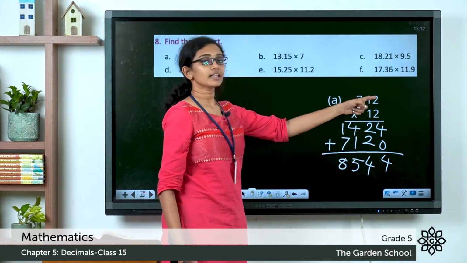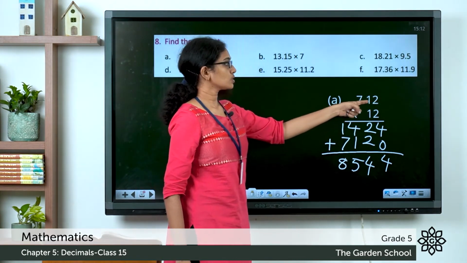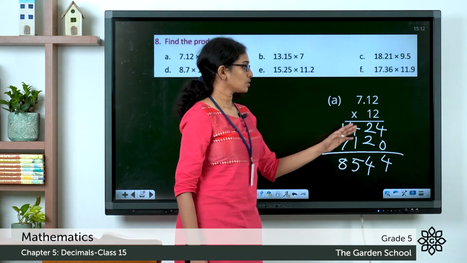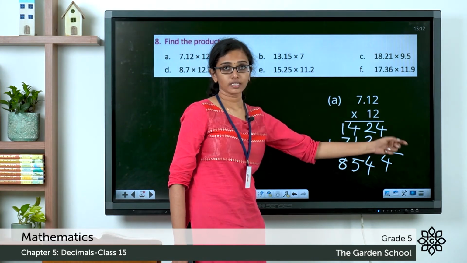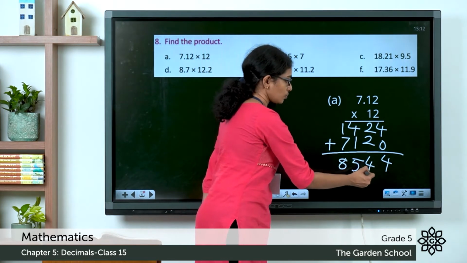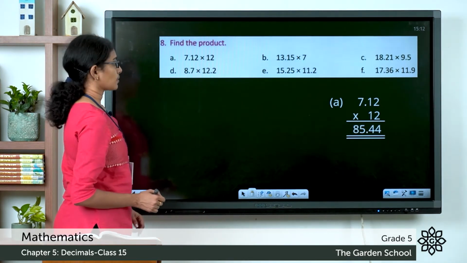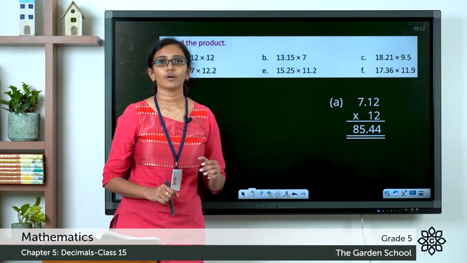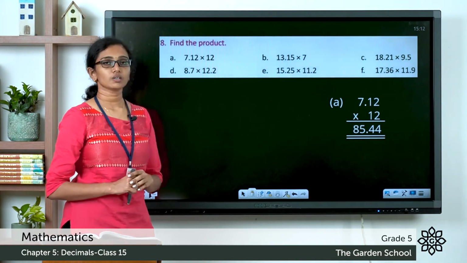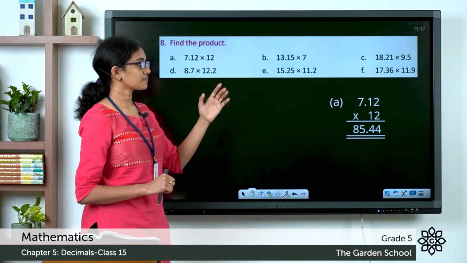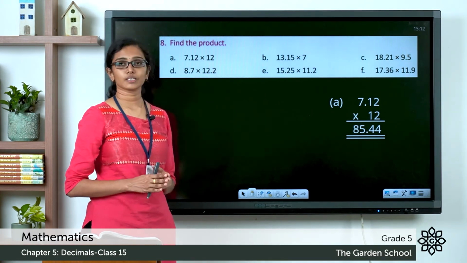And in the multiplicand, there were 2 digits after the decimal point. So, counting 2 places from right to left, 1, 2, putting the decimal point. What is the answer to this question? The product is 85.44. That is the answer to question A. Similarly, you can find the product of other questions as well.